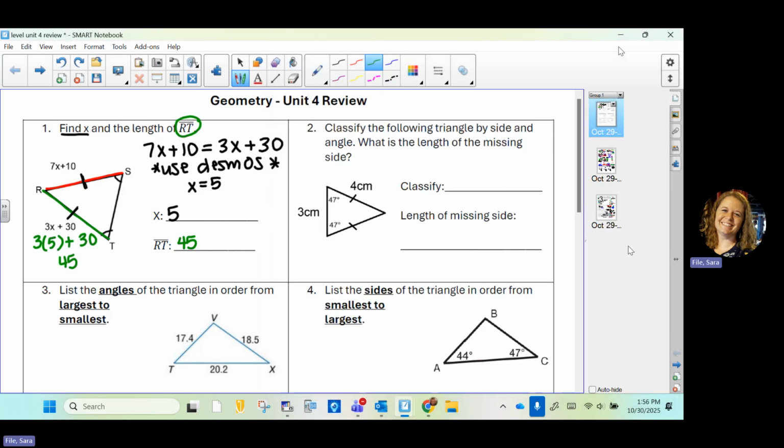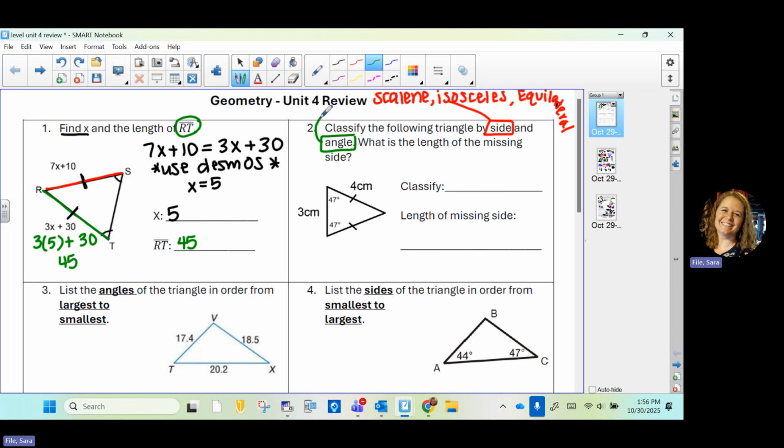All right. Now, number 2 wants us to classify the following triangle by side and angle. Remember, by side, I'm going to list this up here. By side, this is talking about, is it scalene, meaning all the sides are different? Is it isosceles, meaning at least 2 sides are equal? Or is it equilateral, which means all sides are equal? Y'all remember that? Yes. So equilateral, scalene, or isosceles. That is by side. And then they also want us to classify it by angle.